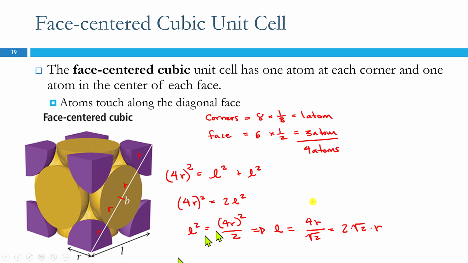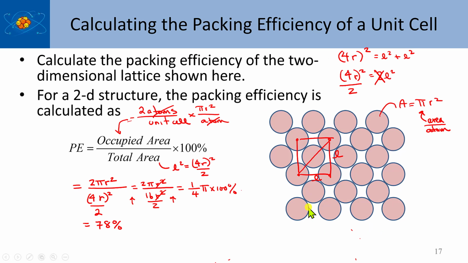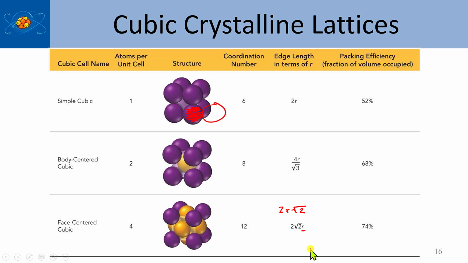Now if we go back to that table, 2 square root of 2 is given here as the edge length because of the way we derived it, again, across the diagonal that touches atoms, or where atoms are continuously touching across the diagonal.